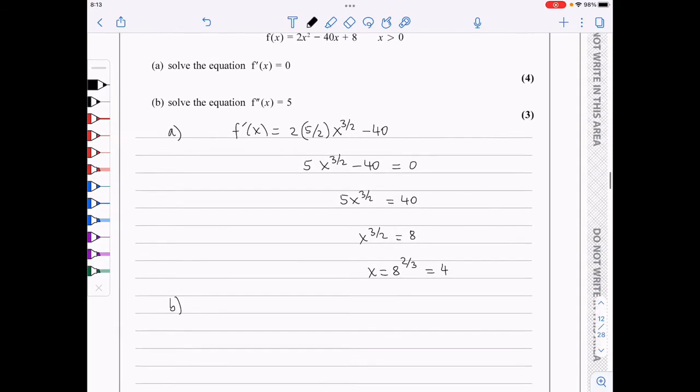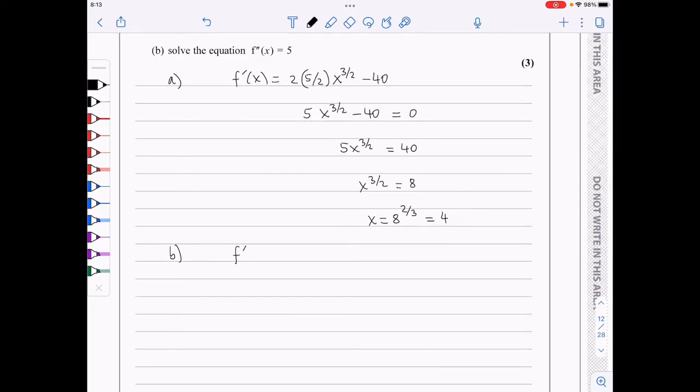So I will start by finding the second derivative, f double dash of x. I will differentiate the first derivative. So once more, get the power down. So 5 times 3 over 2, deduct 1 from the power, which simplifies to 15 over 2 x to the power of a half. And I will set this equal to 5.